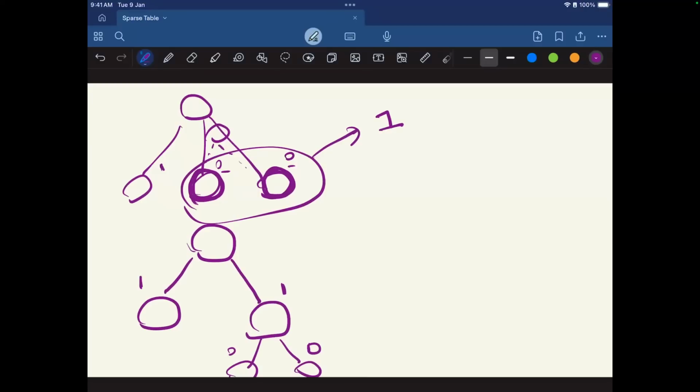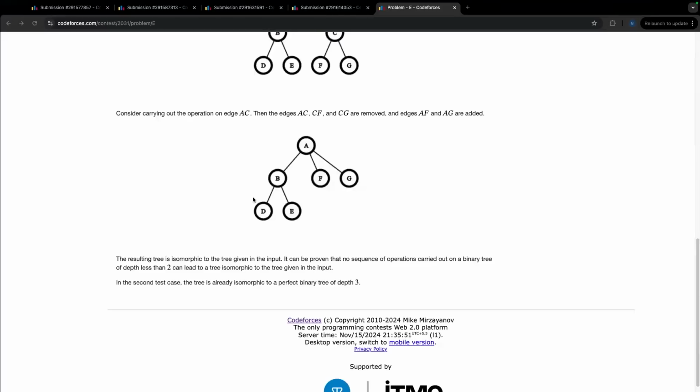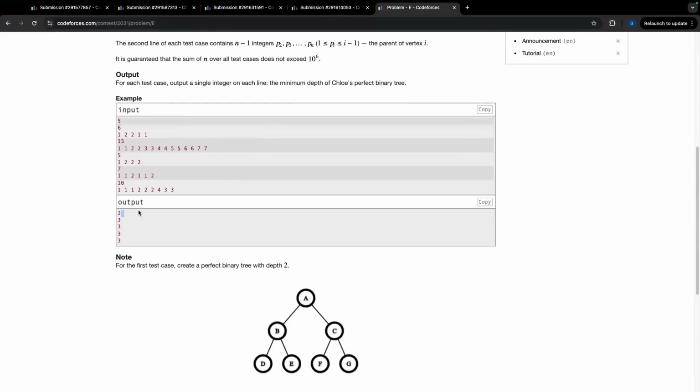Yes. Now, since you have two children and both of them are the same, we can just say that the cost required to make this is depth 1 plus 1, which is depth 2. Yes or no, guys? Since the depth required to make this is 1 and the depth required to make this is 1, the depth required to make this particular thing is going to be 2. And hence the answer for this is 2. Yes or no?